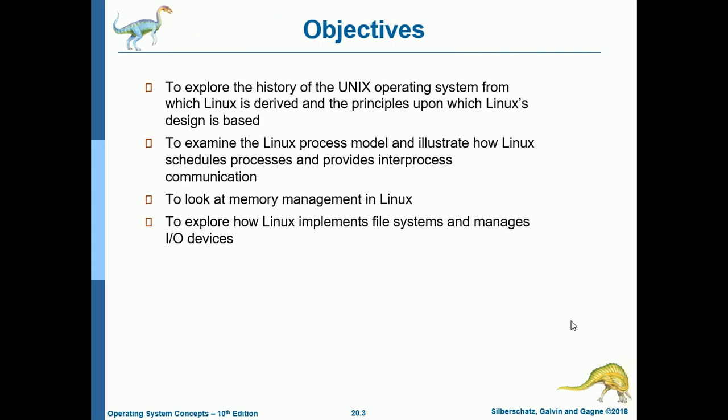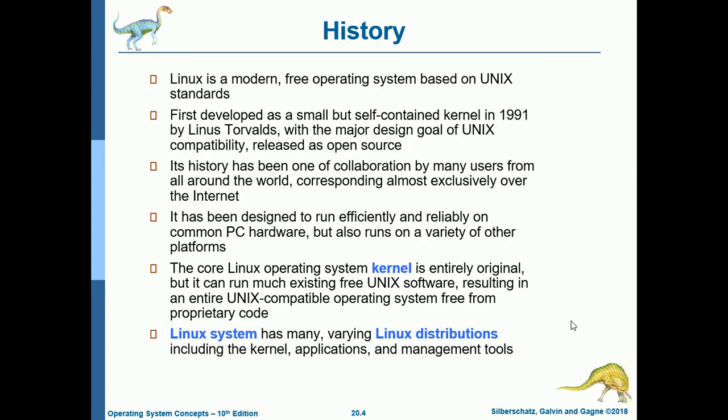These are the objectives for this chapter: to explore the history of the Unix operating system from which Linux is derived and the principles upon which Linux's design is based. Next is to examine the Linux process model and illustrate how Linux schedules processes and provides interprocess communication. Next is to look at memory management in Linux and to explore how Linux implements file systems and manages I/O devices.